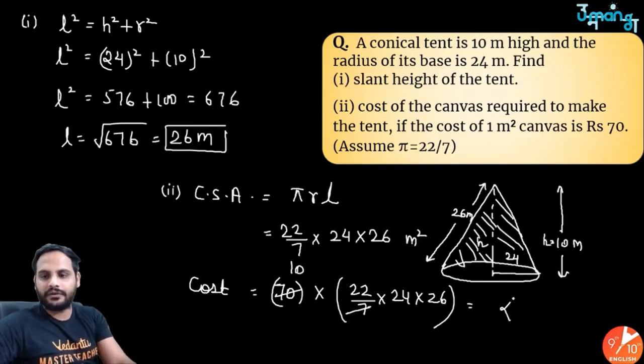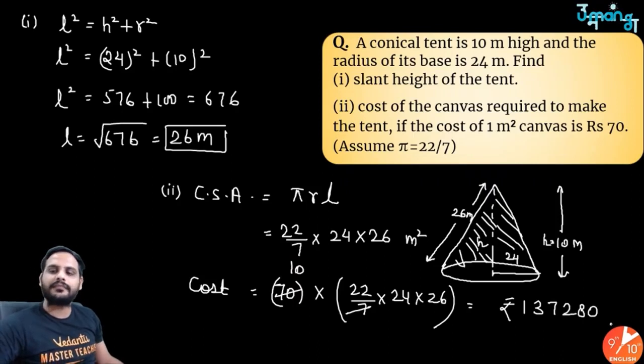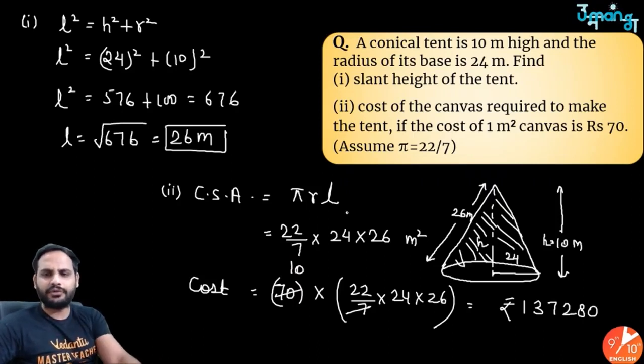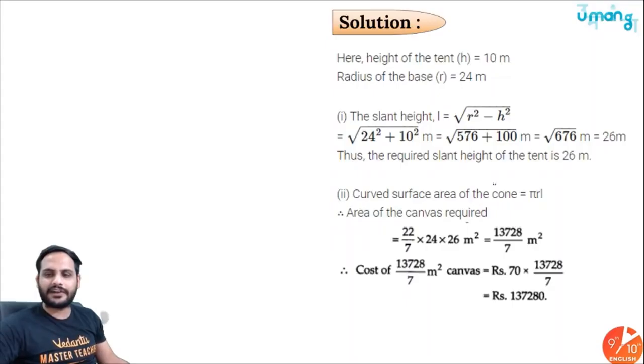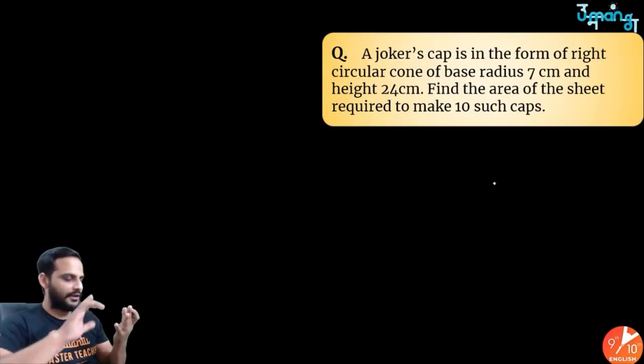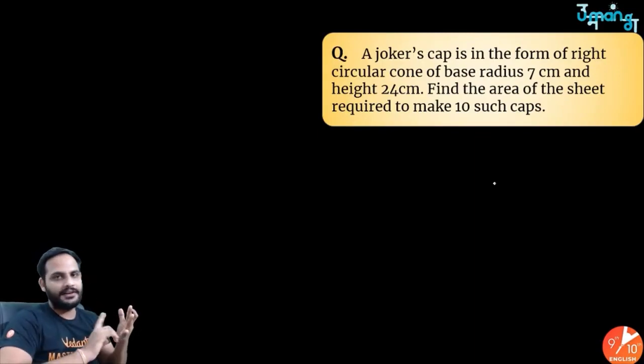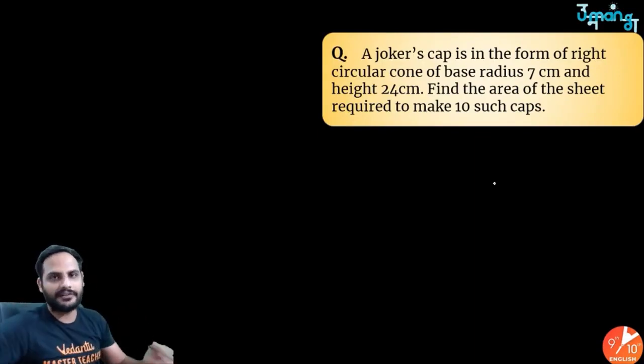Answer is rupees 137280. This will be your answer. As simple as that. If you do this calculation, it will be 13728 by 7 meter square. So this is how easy the questions are, I am telling you. It is very easy. Only thing, if you understand the meaning of CSA, TSA and volume, questions are very easy.